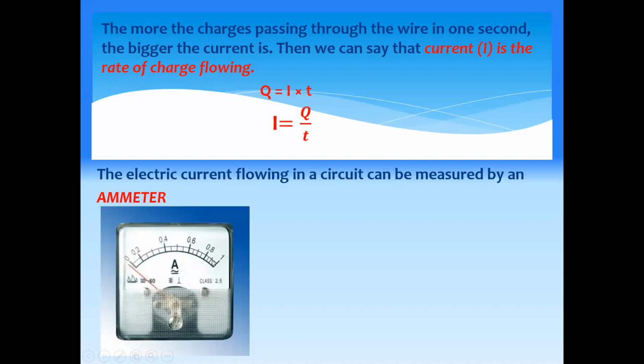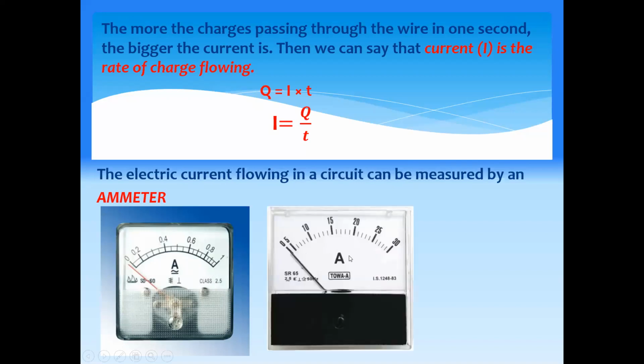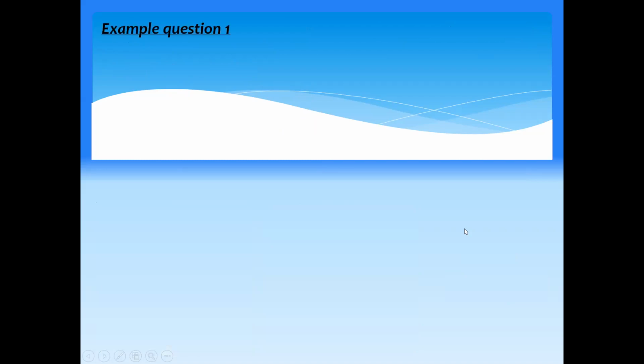This ammeter maximum can measure 1. You can see the maximum value it can measure. And this ammeter maximum it can measure 30. The circuit symbol which we use for ammeter is a circle with letter A. And ammeters are always connected in series.